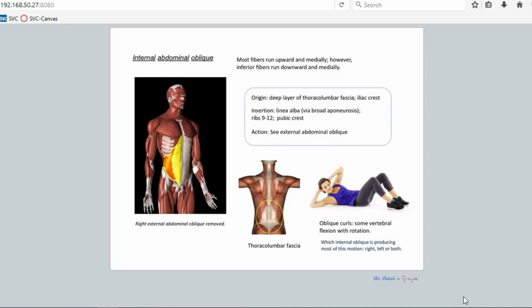All right, then deep to the external abdominal oblique, we have the internal abdominal oblique, and most of these fibers run upward and a little medially. Their origin is on something called the thoracolumbar fascia on the back, and the insertion is on the linea alba. Pretty much the actions of the internal are the same as the external.